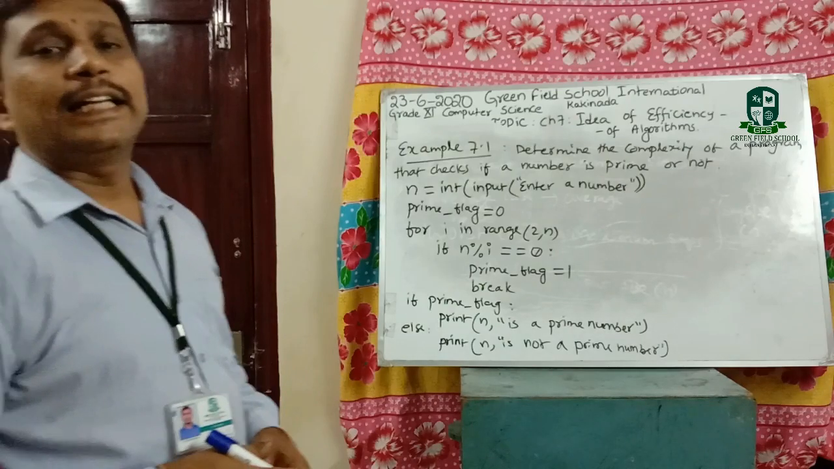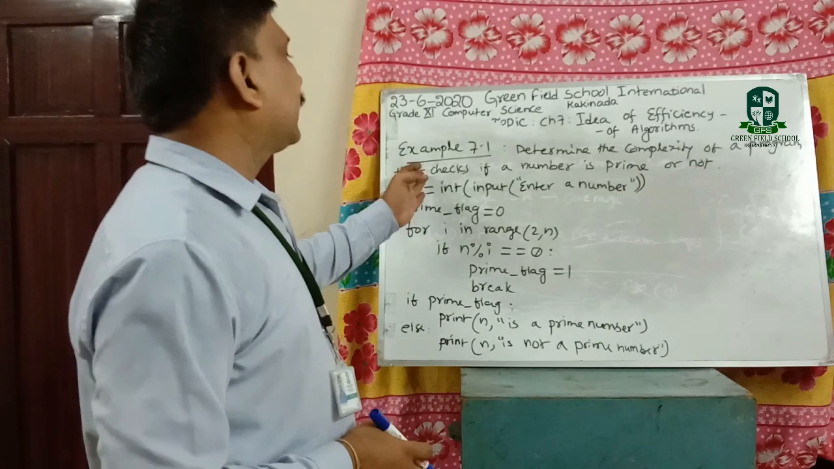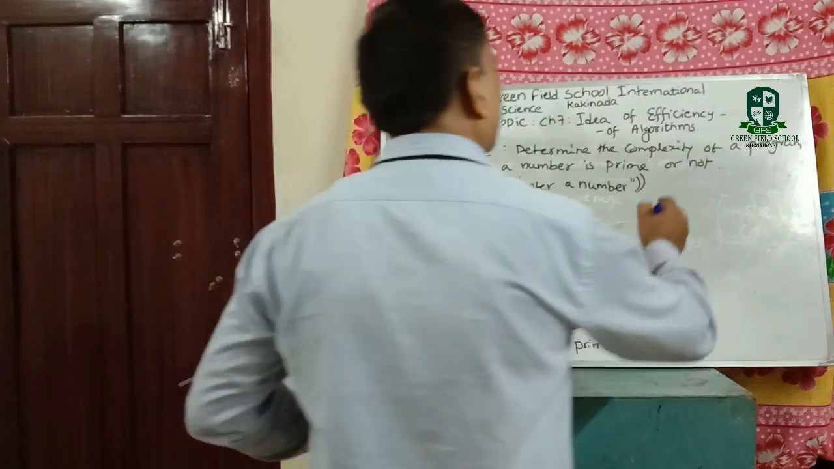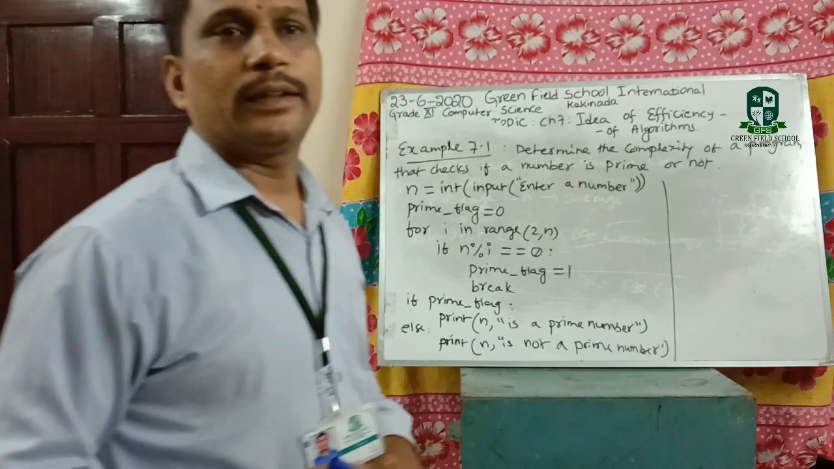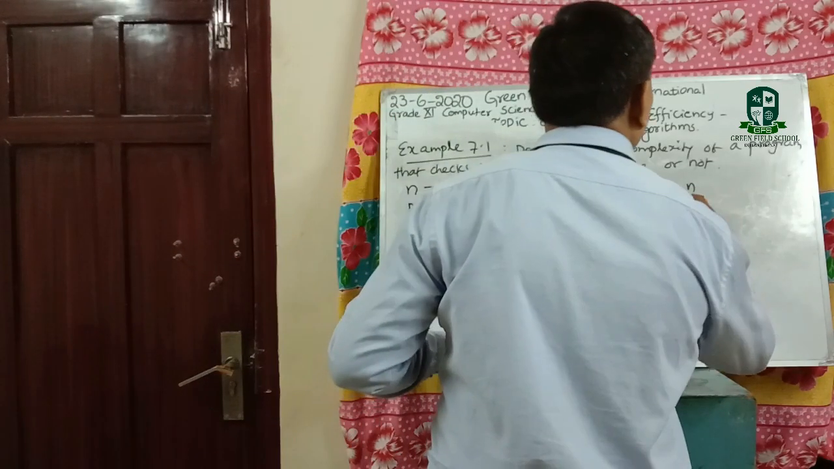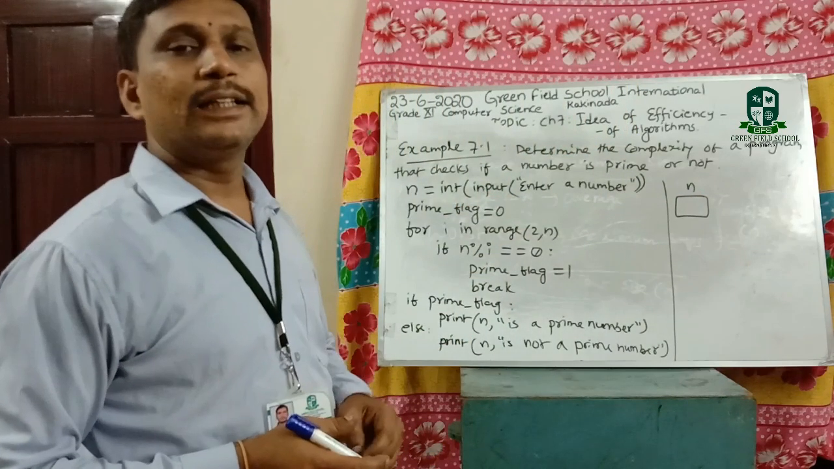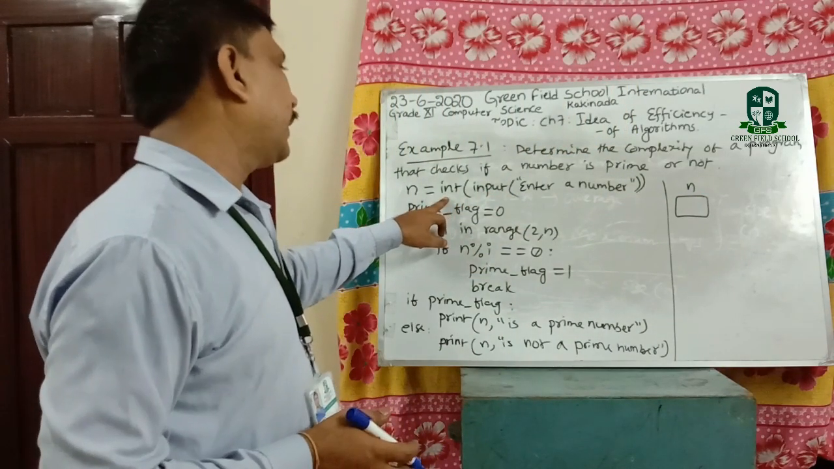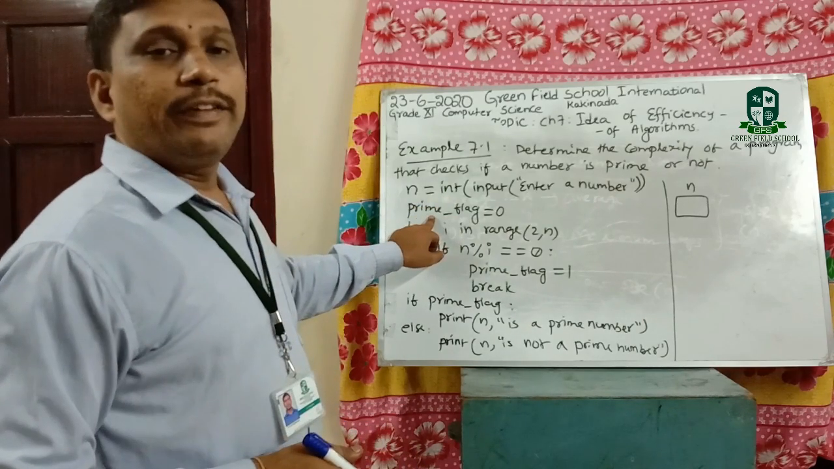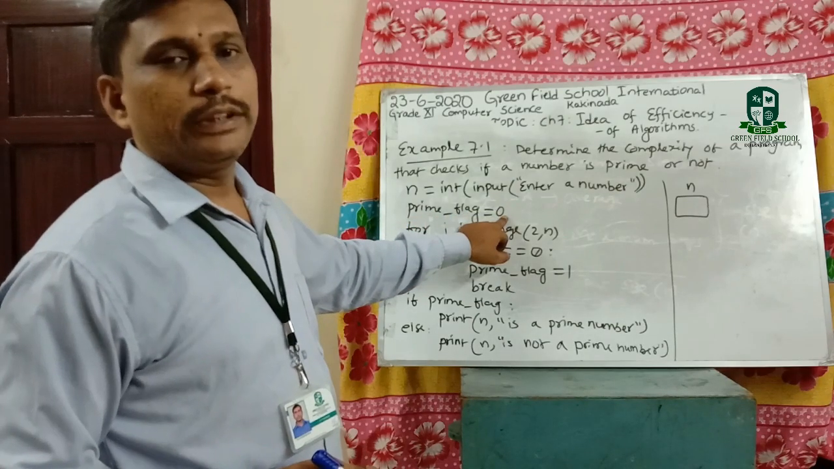When we consider this example to calculate whether the given number is prime or not, first we enter a number here. So here I am entering n. Suppose, how do we calculate this logic? First we enter a number. Suppose I am entering the number 5. Initially the prime flag is set to 0.